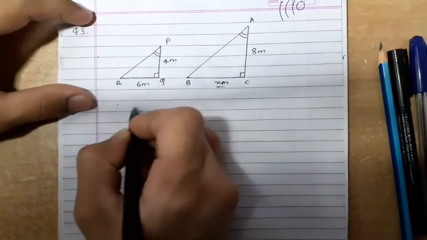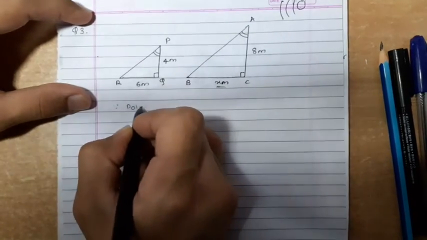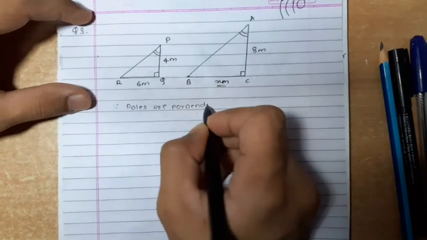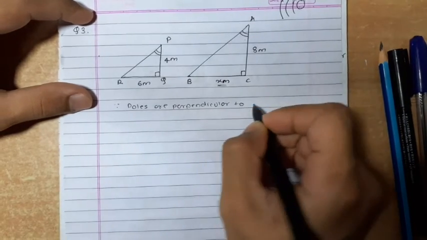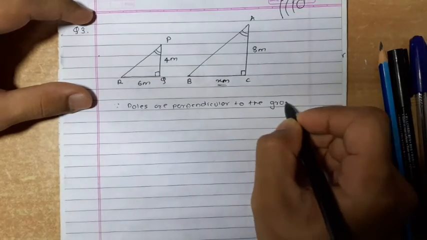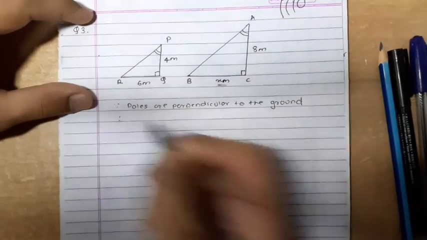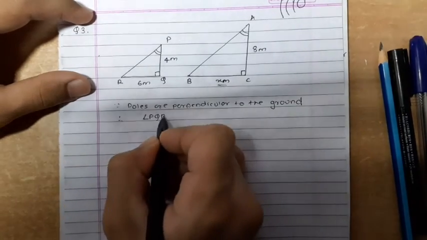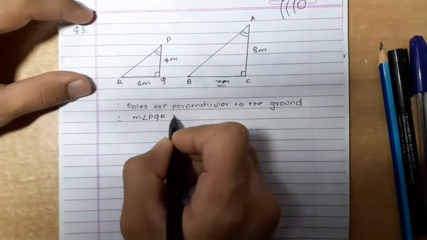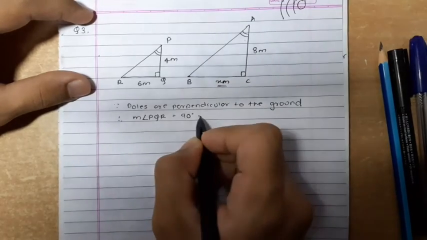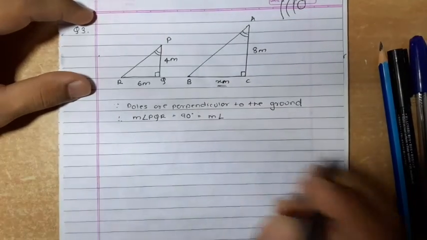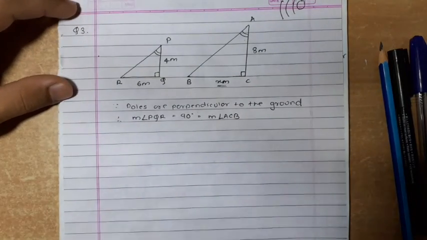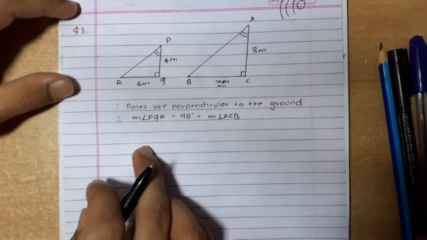Since poles are perpendicular to the ground, therefore angle PQR, measure of angle PQR is equal to 90 degrees is equal to measure of angle ACB. Correct? Swiftly moving on to the next point.